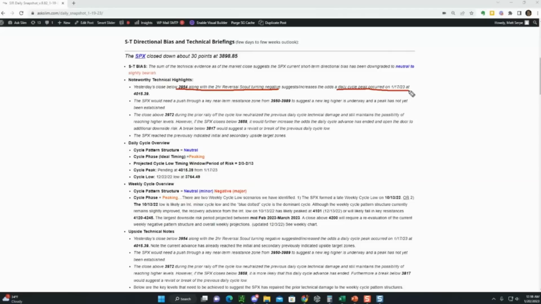Now, what levels would be needed to be breached for us to reevaluate that a peak has been established? Well, that's where we are looking at near-term resistance, a zone from about 39.50 to 39.89. Now, if that level is breached at 39.89, that would suggest that a new leg higher is likely underway and a peak has not yet been established. So let's go examine our 2-hour chart for a better visual representation of this technical analysis.